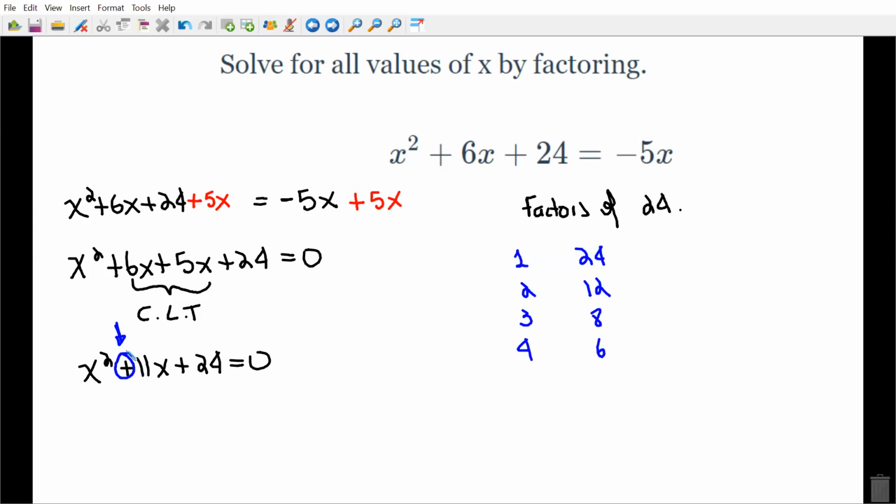Now, the next step I'm going to do is add them. 1 plus 24, 2 plus 12, 3 plus 8, and 4 plus 6. 1 plus 24 is going to be equal to 25. 2 plus 12 is going to be equal to 14. 3 plus 8 is going to be equal to 11. And 4 plus 6 is going to be equal to 10.